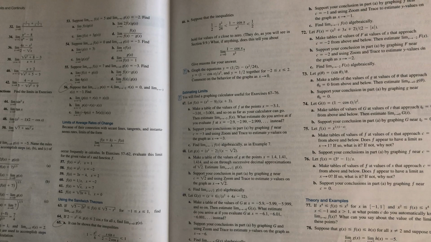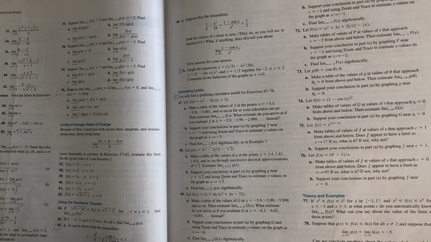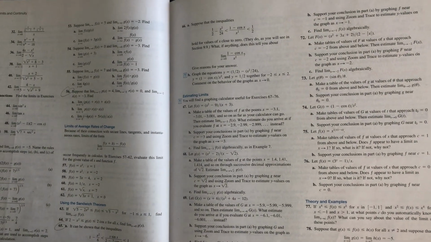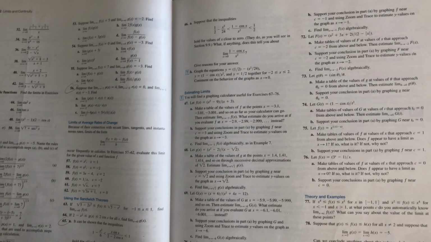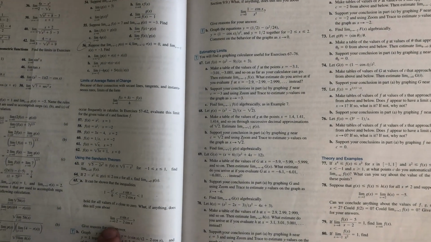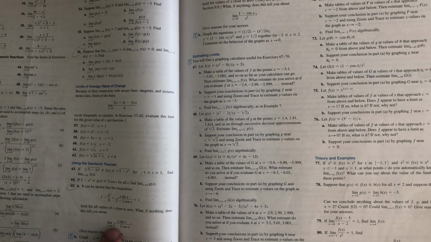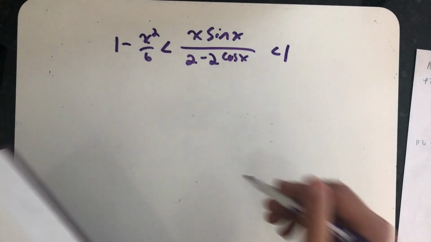And then it goes on to ask, it can be shown that this is true for values of x close to 0. What, if anything, does this tell us about this limit? The limit as x approaches 0 of x times sine x over 2 minus 2 cosine x.